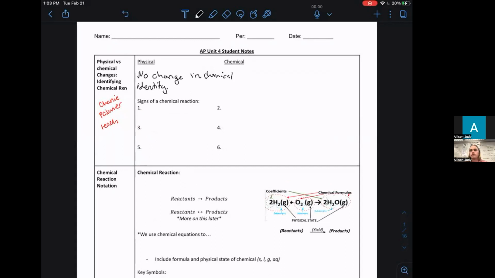So if you have water, liquid H2O, and you freeze it, say, make an ice cube, it's still H2O. You have not actually changed the chemical identity. So that would be a physical change. Same thing if you were to mix the water with something that it doesn't react with. The water is still fundamentally H2O. So no change in the chemical identity.